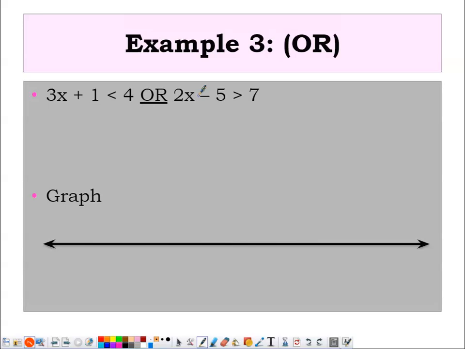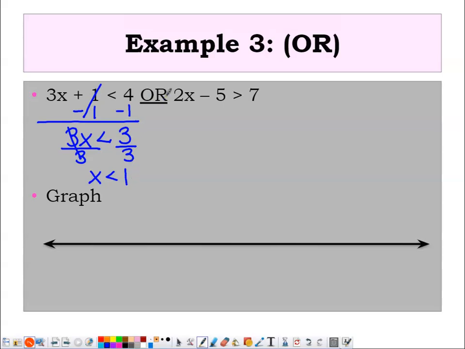So let's focus on this first one. 3x plus 1 is less than 4. So we need to isolate this variable x. So I subtract 1 from both sides. Just writing your equivalent inequalities as you go. So those 1's cancel. 3x is less than 3. And then I go ahead and divide both sides by 3. And I'm left with the inequality x is less than 1.